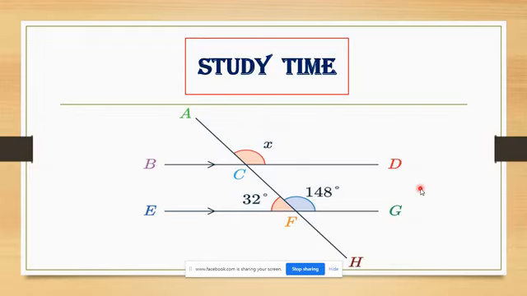And so this is all about types of angles, parallel lines and their transversal. So I think these are more than enough. We will just stop here.